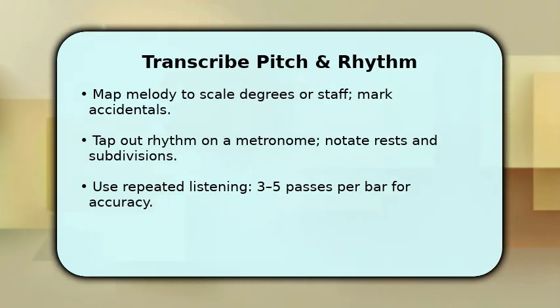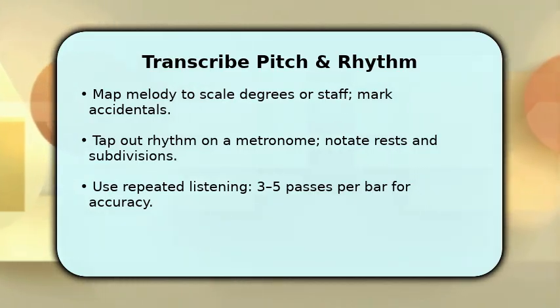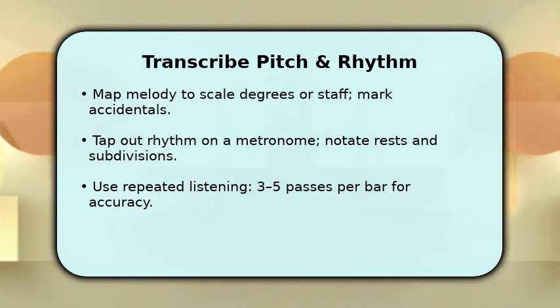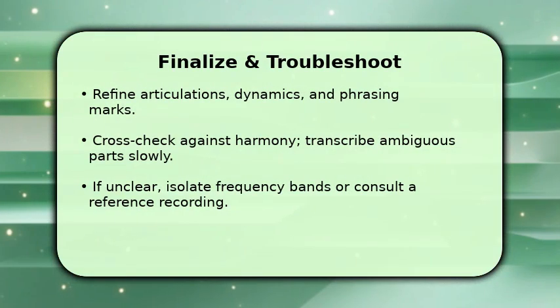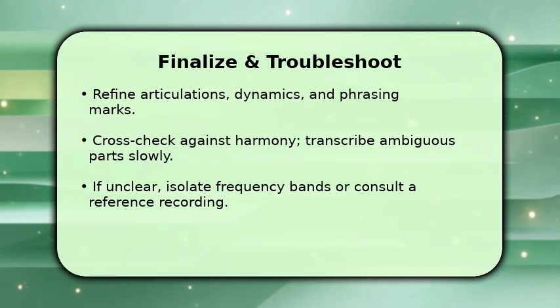Once done, loop each bar 3-5 times and compare your notation to the audio, correcting mismatches immediately. Also, check harmonic context, identify chord tones when possible, because knowing the harmony explains why certain notes occur. Finish by refining articulations, dynamics, and phrase markings so the transcription reads like music, not a sketch.